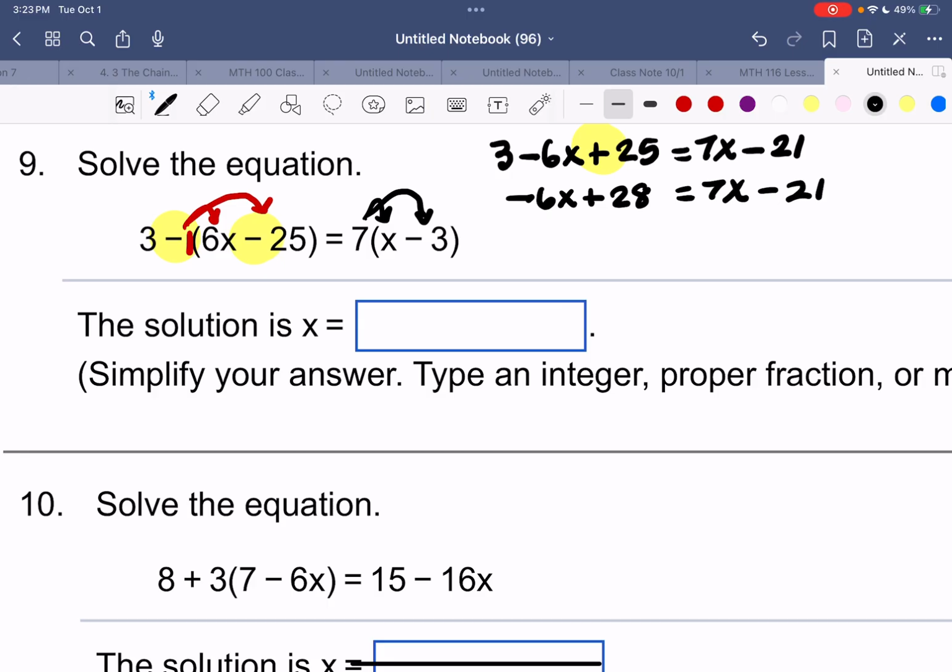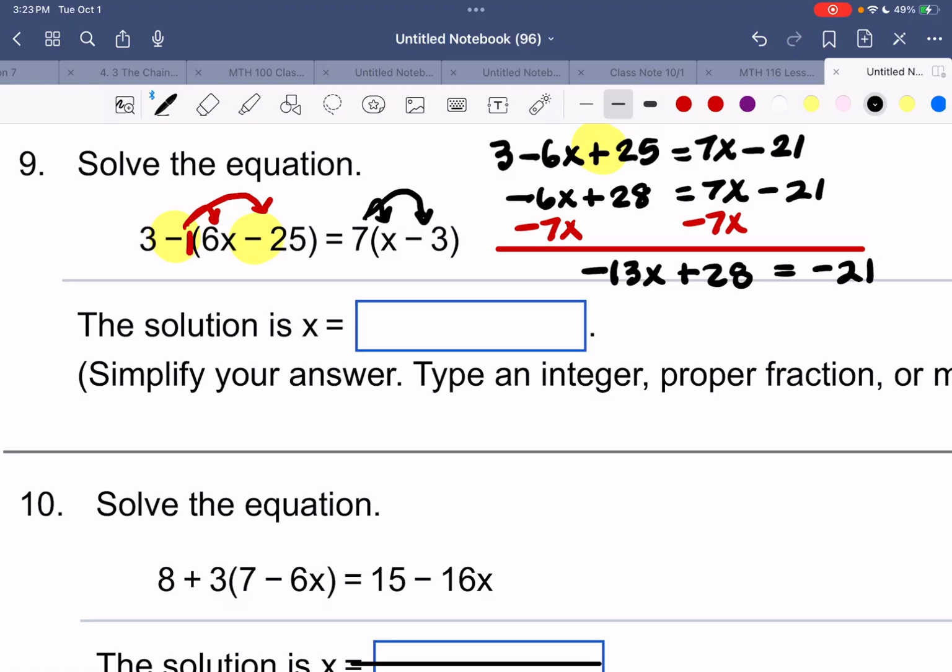Now, like I said, you can go to either side. So I'll subtract the 7x this time. It doesn't matter. I could add 6x. It doesn't matter. I get a negative 13x plus 28 equals negative 21. I've got to do the opposite of a plus 28. That's a minus 28. Negative 13x equals negative 49.